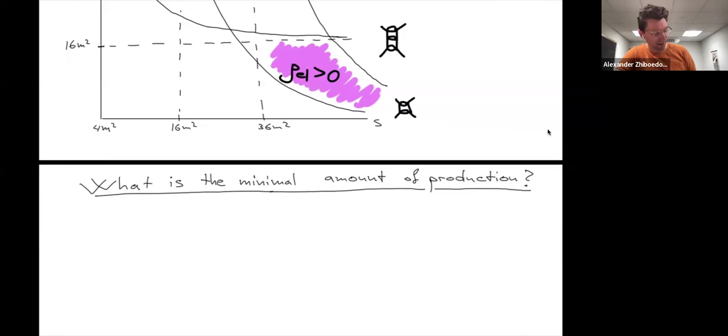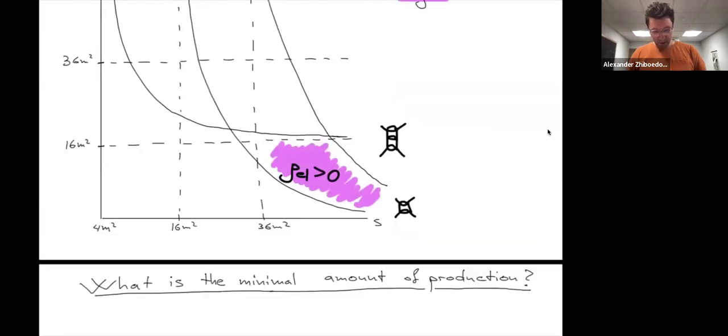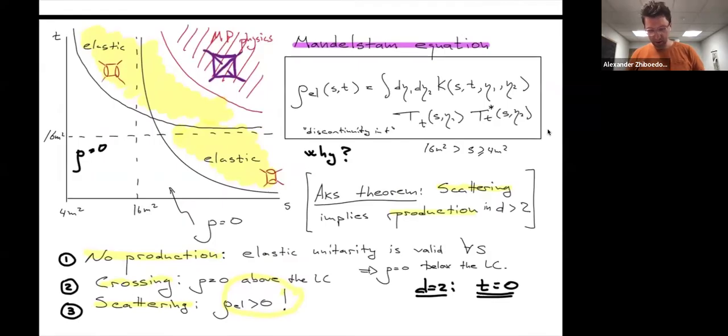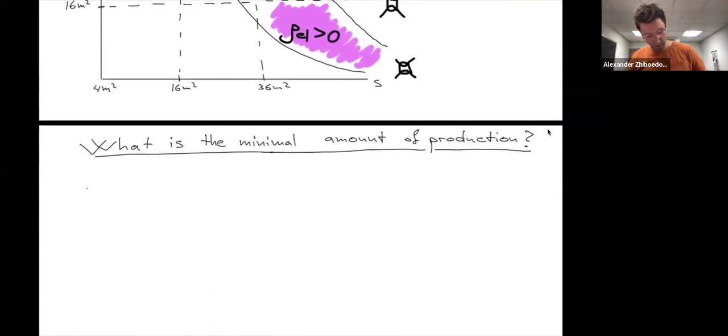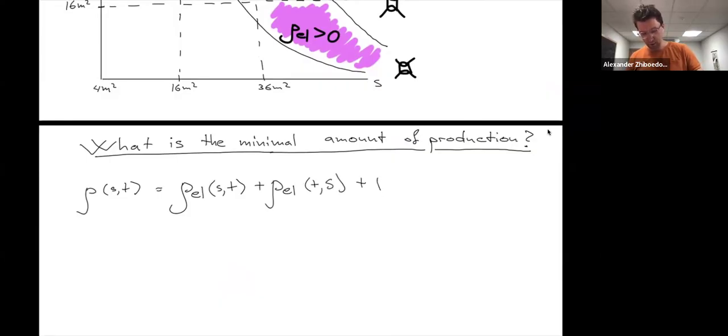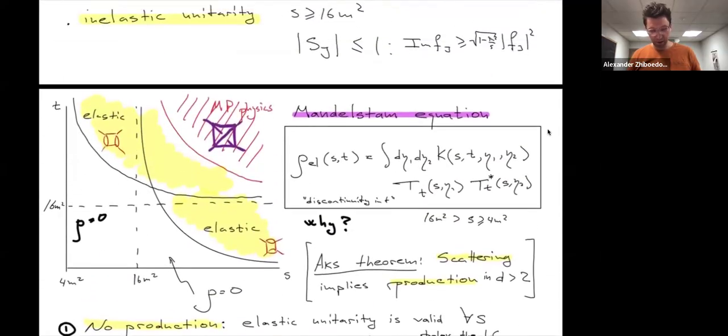Now let's ask this question: what is the minimal amount of production? And this will be an interesting question because, as you will see, what does this picture tell us? Well, this picture tells us that in the full theory, I can write a double spectral density as a sum of three terms: rho L as T, rho L TS, plus rho MP.